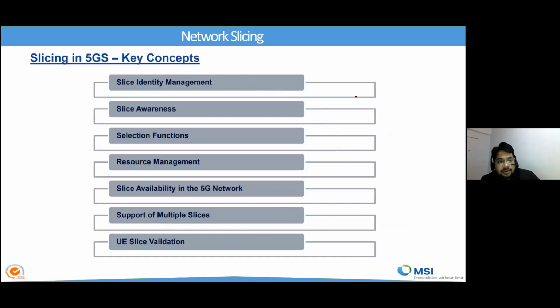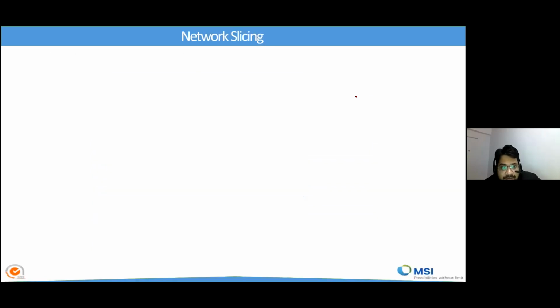So there are different key concepts in 5G or in network slicing. These concepts are further categorized as slice identity management. What kind of slice is there? What are the functions of the different slices? How will the resource management happen, and what is the availability of the slice in the 5G network? How will a UE or an end device support different or multiple slices, and how will the slice be validated at the UE and at the network point? So we will discuss those here now.